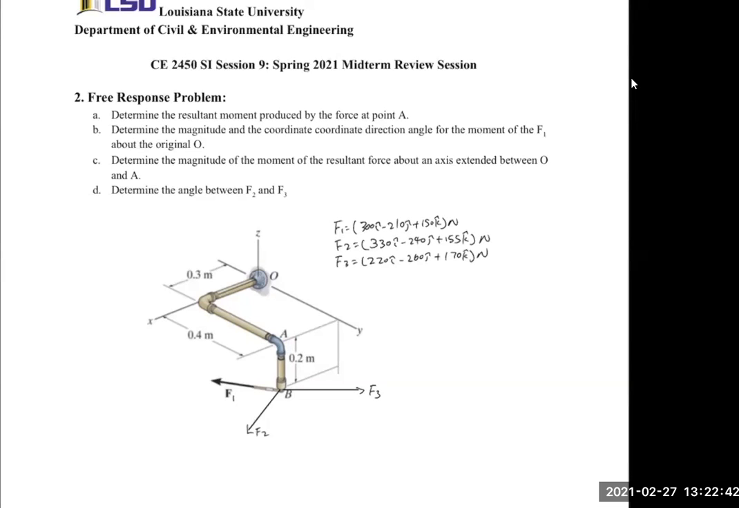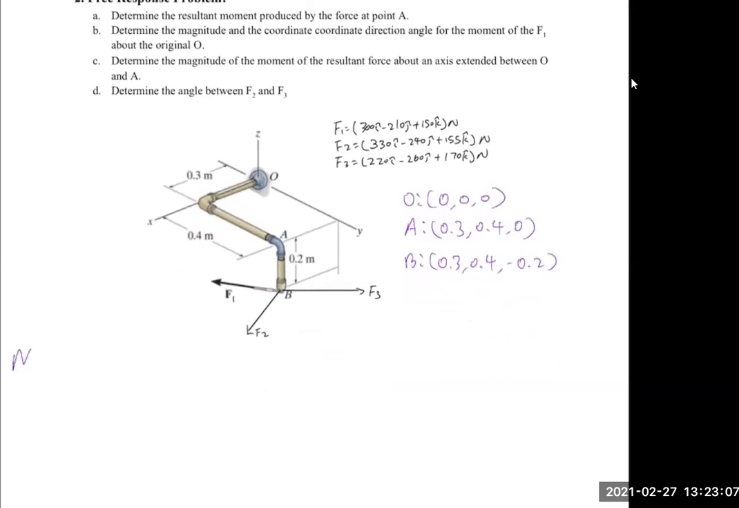First thing I have to do is find out what the position vector is. O at the origin, 0, 0, 0, and then A, 0.3, 0.4, 0. B, same thing, 0.3, 0.4, and negative 0.2, okay? And then I have to determine MA equal to R cross F. What's my R, what's my F?